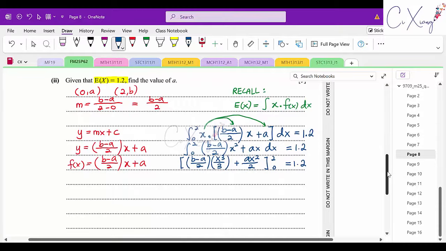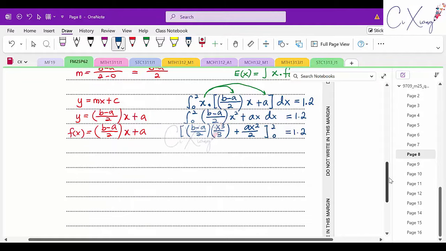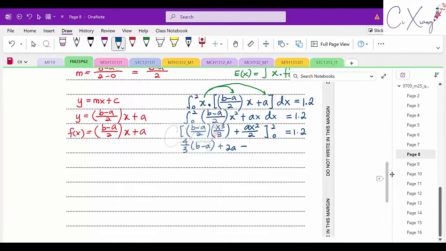Okay, so next, we just try to substitute the limit in. So substitute the 2 inside, you're having 2 power 3, which is 8 over 3. 8 over 3 over 2, right? So you'll be having 8 over 6, or you can write it as 4 over 3. Okay, so substitute 2 here. 2 squared is 4. 4 divided by 2, you get 2. So you're having 2a here. After that, you substitute 0, right? So no matter whether 0 is substituted into this particular term or this particular term, both will give you 0. So the whole thing is 0 here, then equals 1.2.